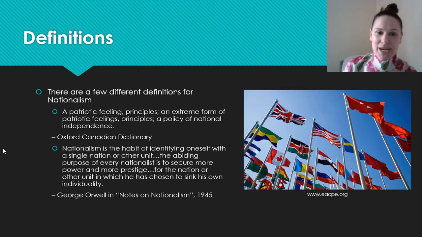When we start to look at a few different definitions for nationalism, the Oxford Canadian Dictionary states that nationalism is a patriotic feeling or principles. It defines it as an extreme form of patriotic feelings and principles and a policy of national independence.